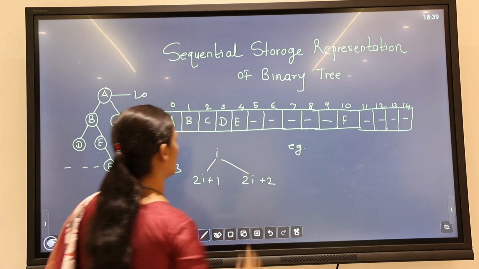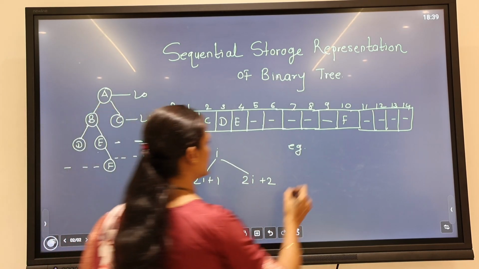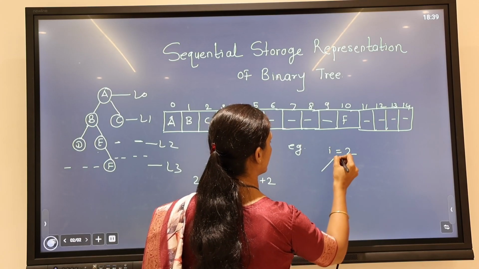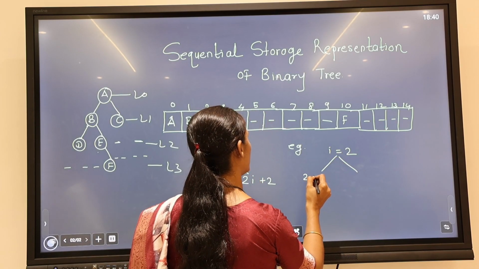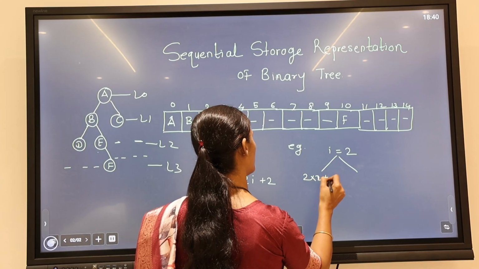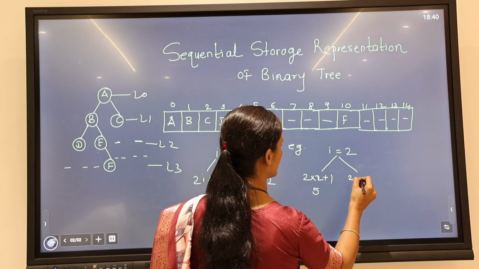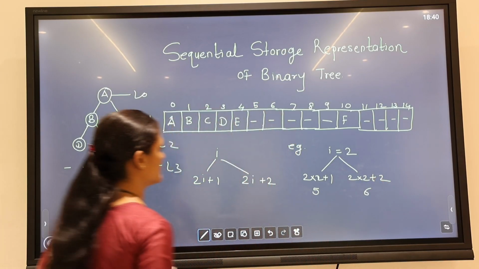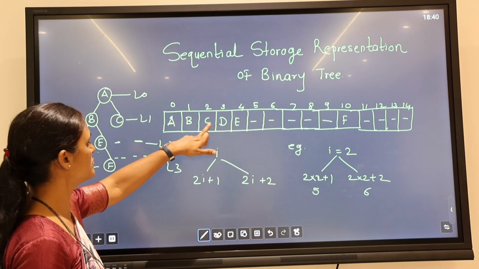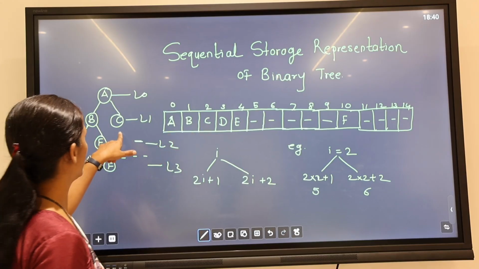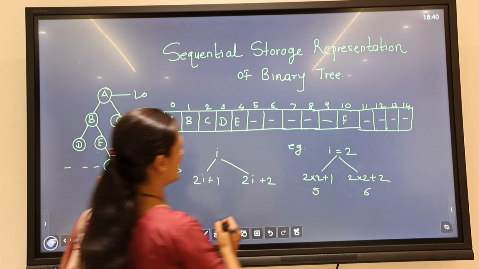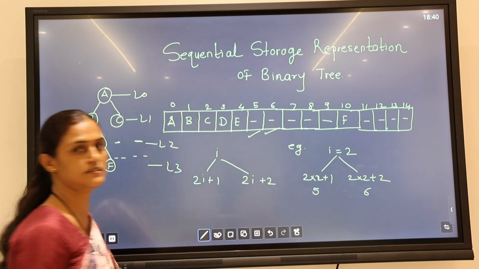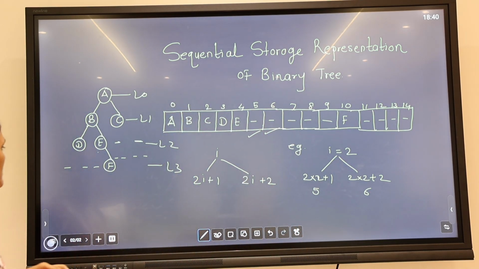Let's see. For example, suppose I is equal to 2, then its left child is at 2 into 2 plus 1, that is 5, and its right child at 2 into 2 plus 2, that is 6. So let's check. I is equal to 2 means node C, and its children are at locations 5 and 6. So here it is blank, which means it is correct.